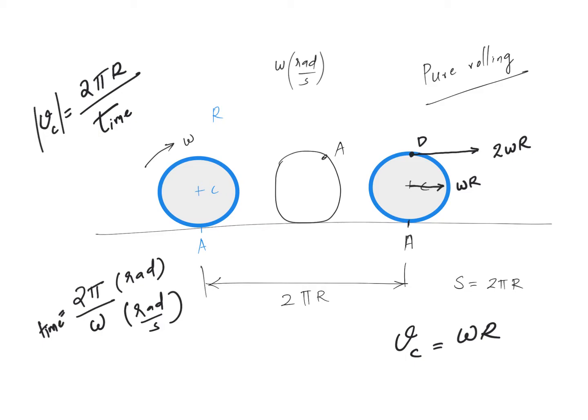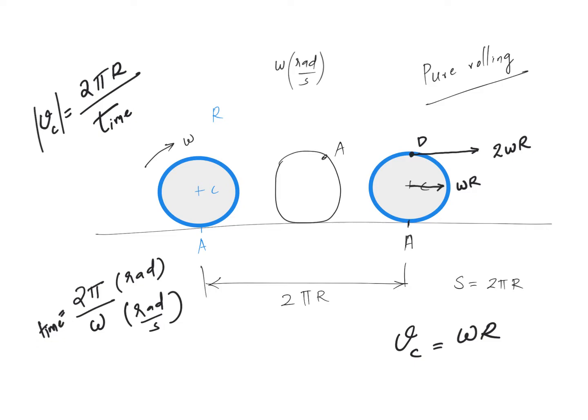Make sense? So this disk was undergoing complete, combined translation and rotation motion. So we arrived at expressions for speeds corresponding to two points. Speed of this point is known and speed of this point is known.